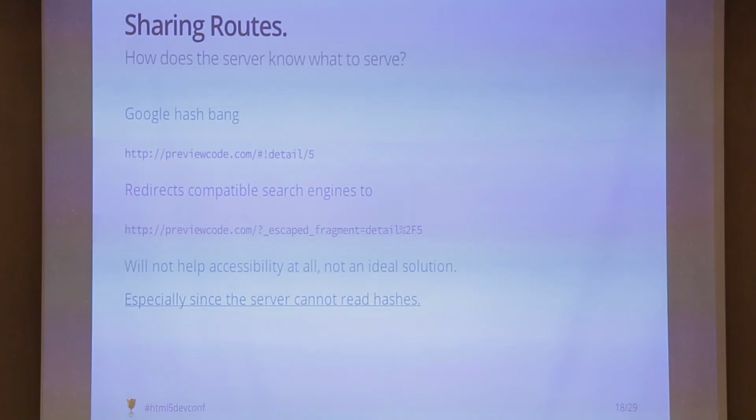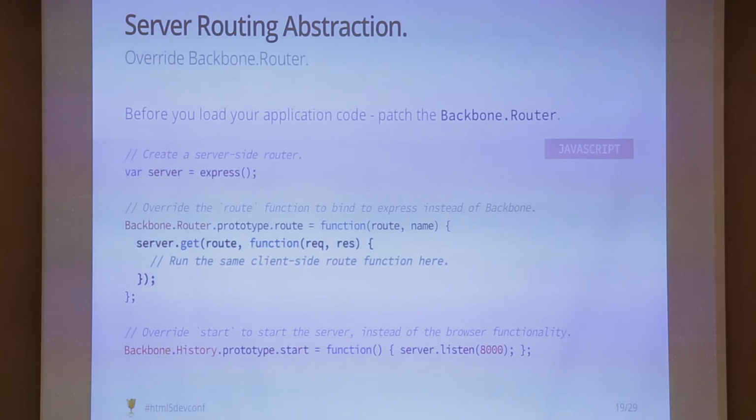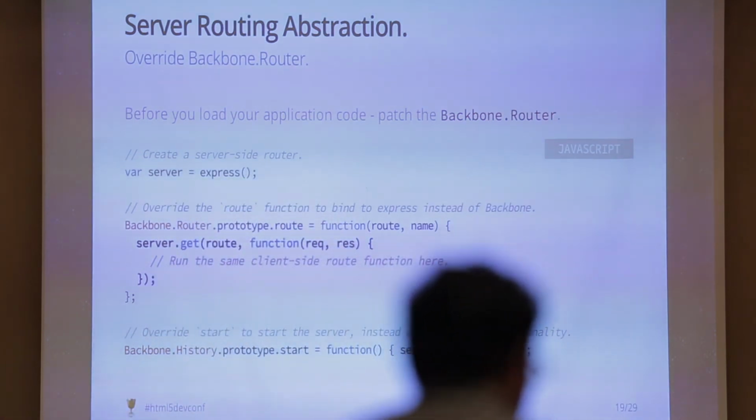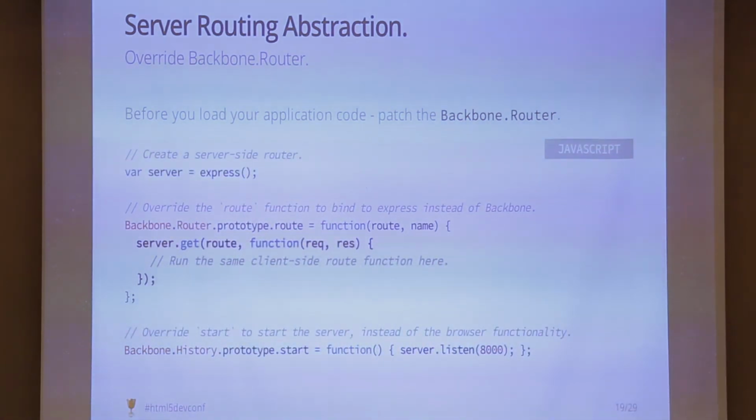And yeah, the server can't read the hashes, so there's no way that you can actually provide that content down. So what I ended up doing is, in Backbone, coming back to why you're using a code structure library, you can actually override the prototype methods that would run on the browser and do browser-specific things. But in the server context, you can actually redefine what these things mean. So in this case, let's say we have the router, which is typically using pushState or location.hash to determine what it is. I'm creating a server using Express, and then I'm overriding the Backbone router prototype route method.